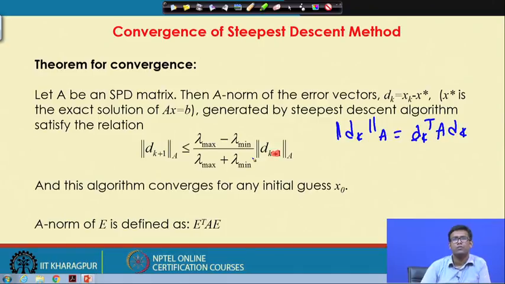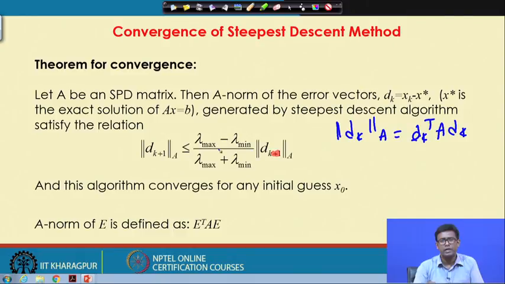Therefore, this error should finally become a small value, and it should converge to the right solution. However, the rate of convergence here depends not on the spectral radius, but rather on the maximum and minimum lambda. There is no iteration matrix here; lambda max and lambda min are the eigenvalues of the matrix A only. So, it depends on the eigenvalues of the matrix A.